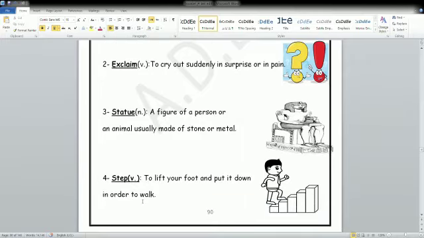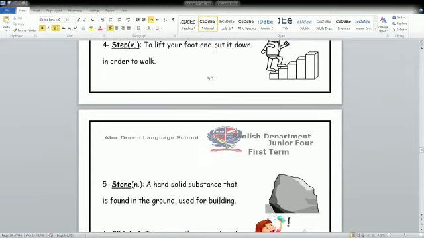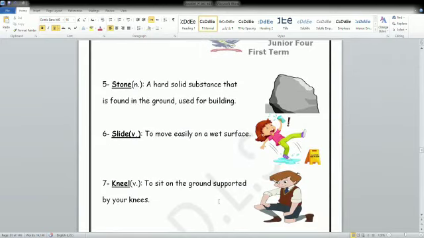Number 4, step. It's a verb. To lift your foot and put it down in order to walk. It means to move. For example, please step back. And these are footsteps. Next, we have the word stone. It's a hard, solid substance that is found in the ground, used for building the pyramids, for example.